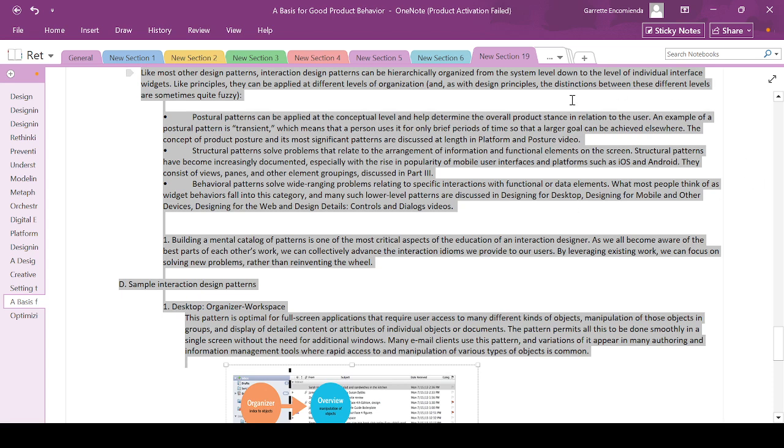So, as with design principles, the distinctions could overlap as well. So remember, the last part of principle is also kind of like a pattern. But here we will discuss the things that we have discussed already in the previous videos. A sample pattern for desktop and mobile. So postural patterns can be applied at the conceptual level and help determine the overall product stance in relation to the user.